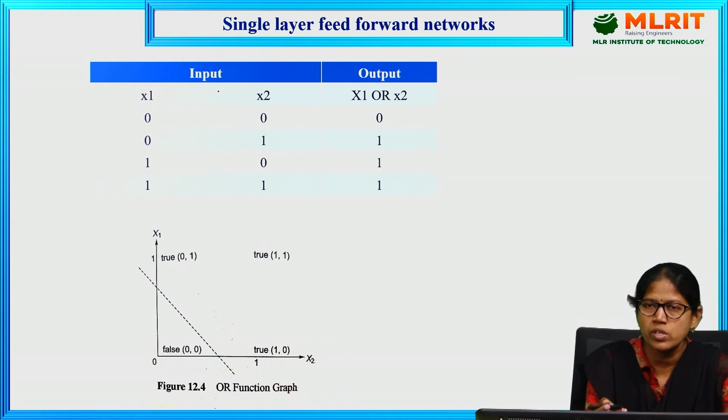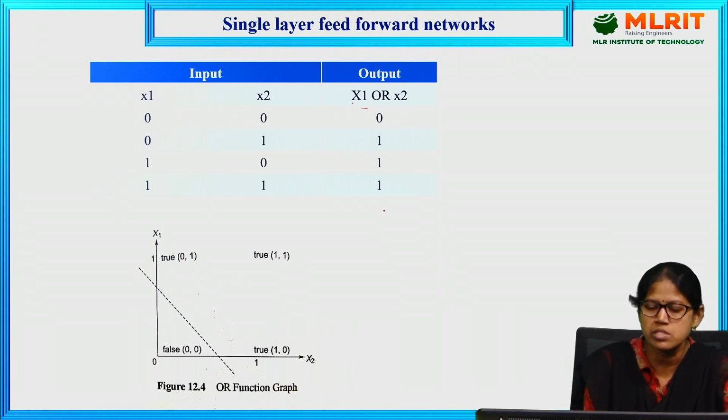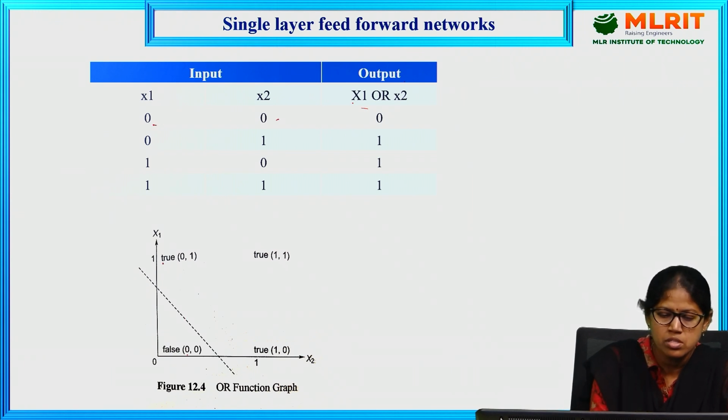Input values are x1 and x2. Output is x1 OR x2. If both x1 and x2 are 0, then the output is 0; otherwise, it is 1. Let's see the OR function graph, a 2D graph. The points are (0,0), (0,1), (1,0), (1,1), and the outputs are 0, 1, 1, 1.